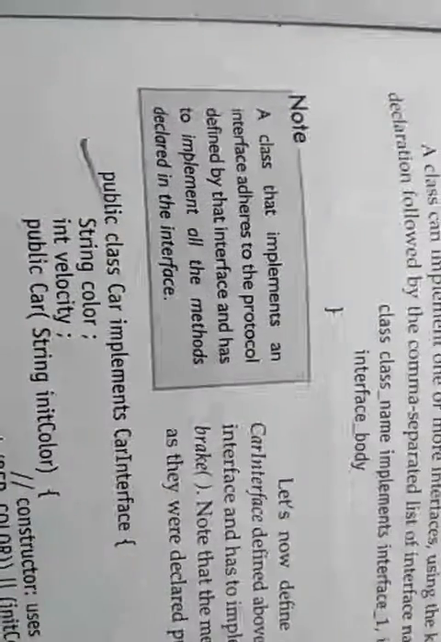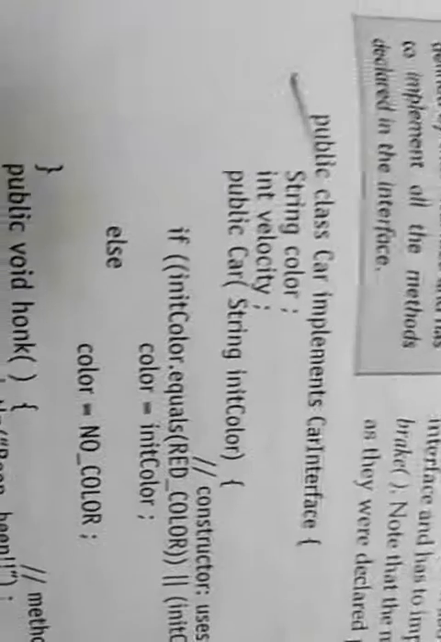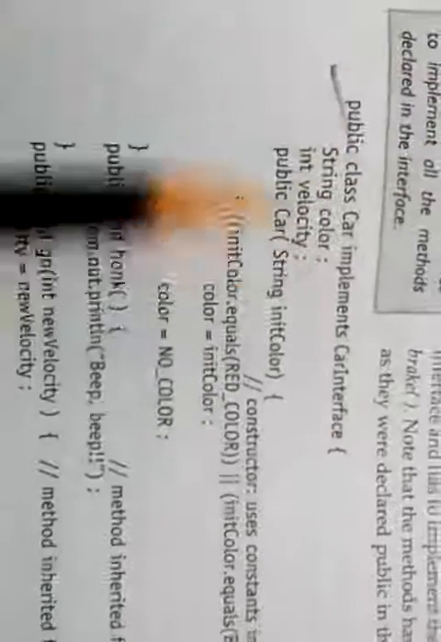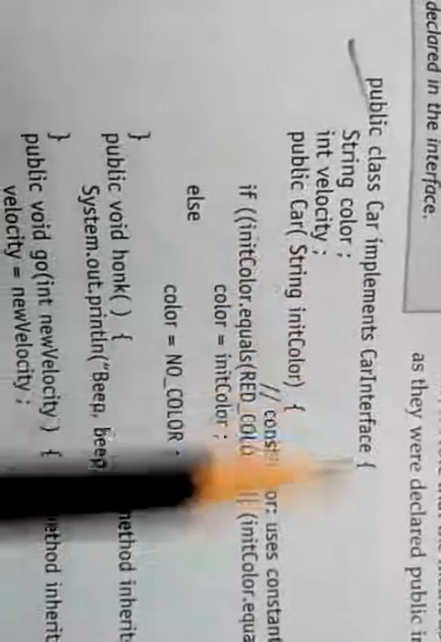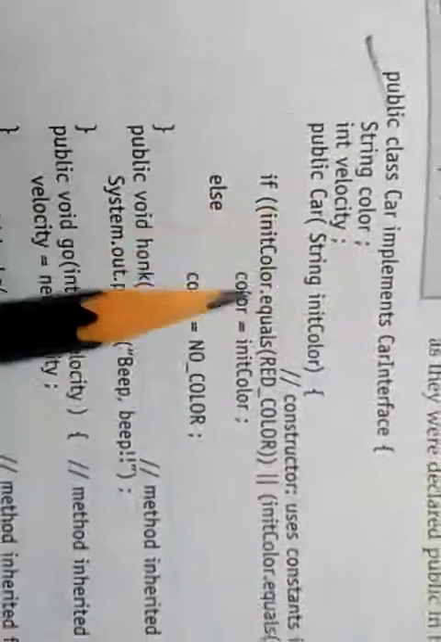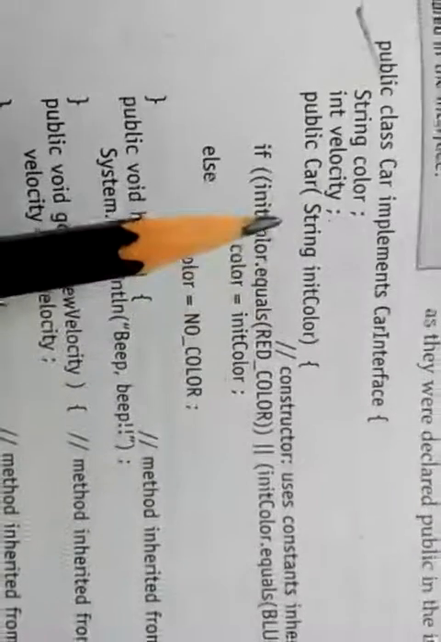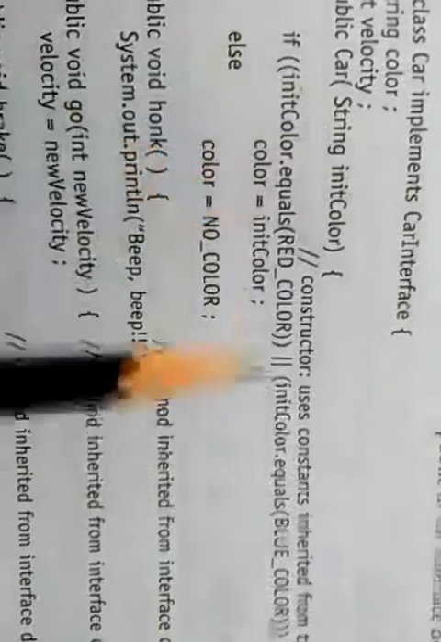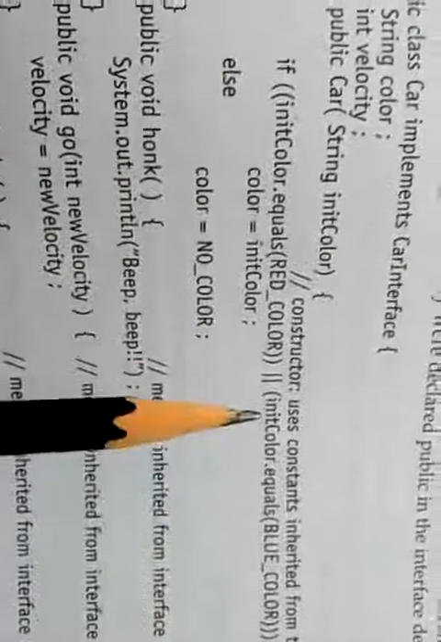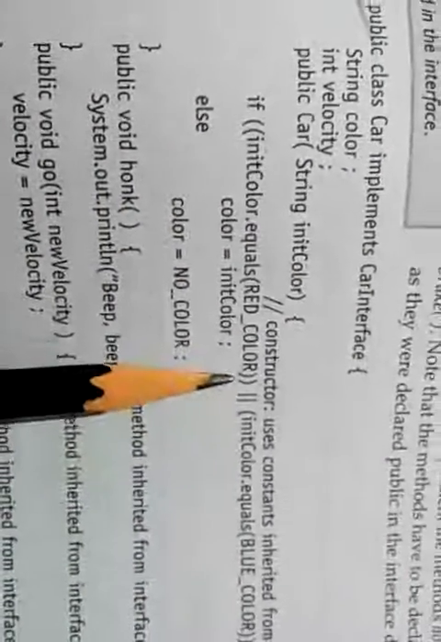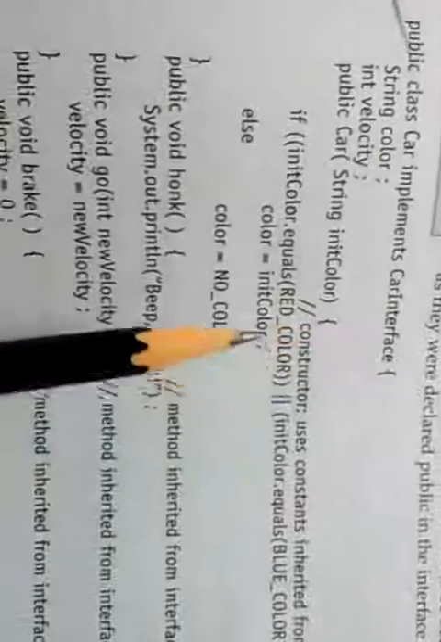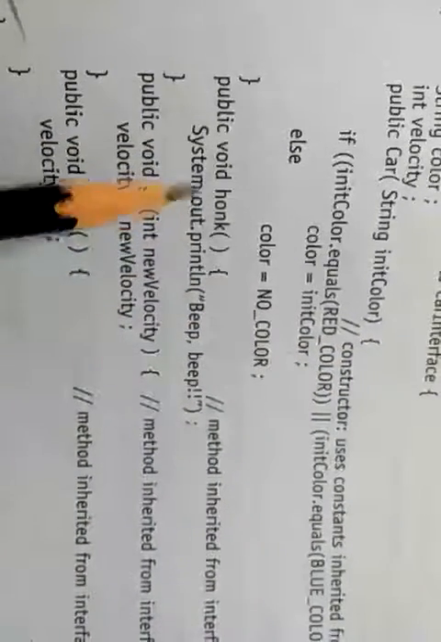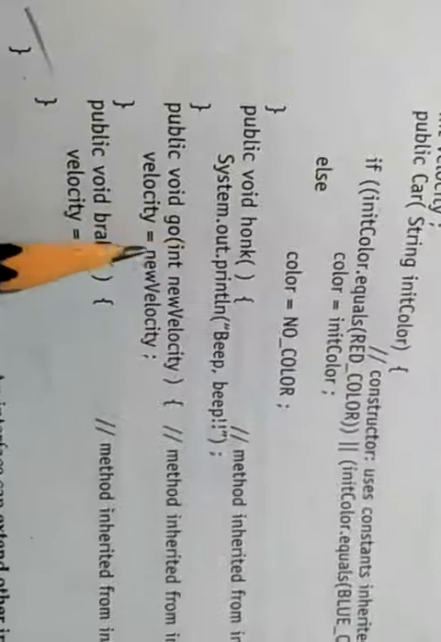And now I am implementing a class with the help of the interface. Public class Car implements CarInterface, and here are two variables: one is color, the second is velocity. This is the constructor of this class. In it we are using the constant variable which I have already defined in CarInterface, and here is the programming of the abstract methods in this class.